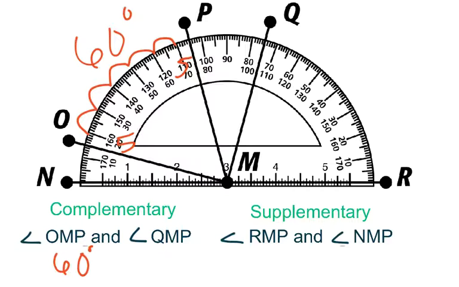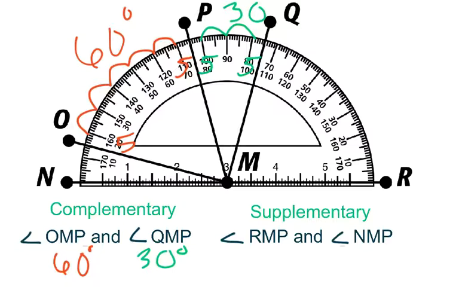QMP. Well, angle QMP looks like an acute angle. Let's do our full jumps. 10, 20. But remember, it's not just 20. We have 5 on each side. So this angle would be a 30-degree angle. So because 60 and 30 make 90 degrees, that is why they are complementary angles when compared to each other.